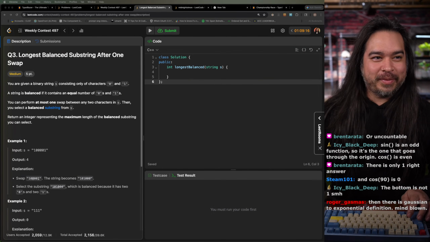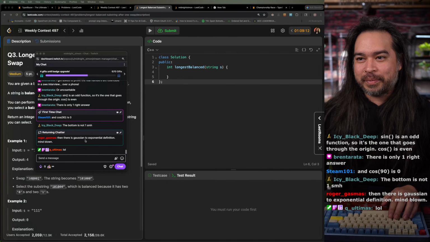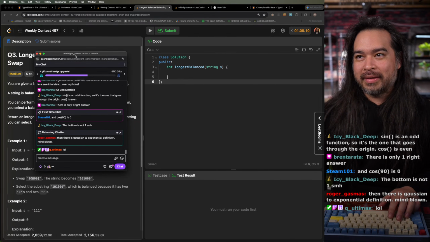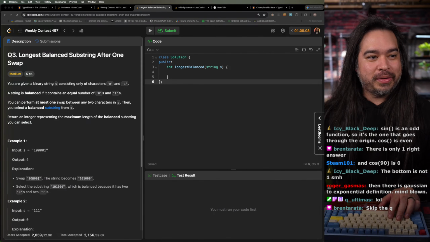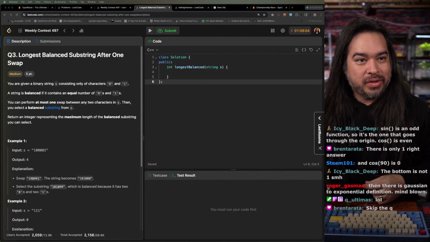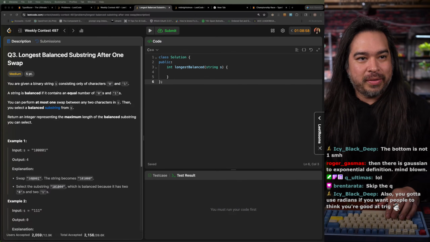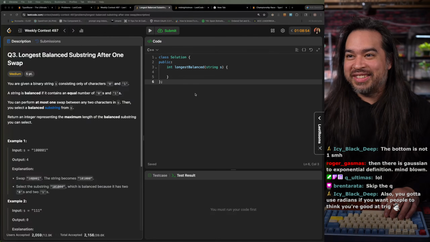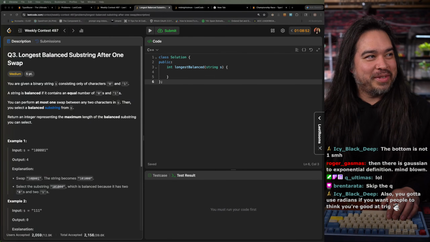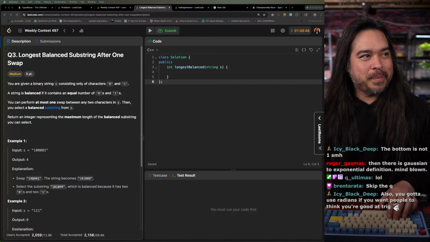Anyways, you guys are probably embarrassed for me. Can't believe we don't know trigonometry. Then there's the Gaussian to exponential definition. I don't know. You got to use radians, right? 0, pi over 2, pi over whatever.